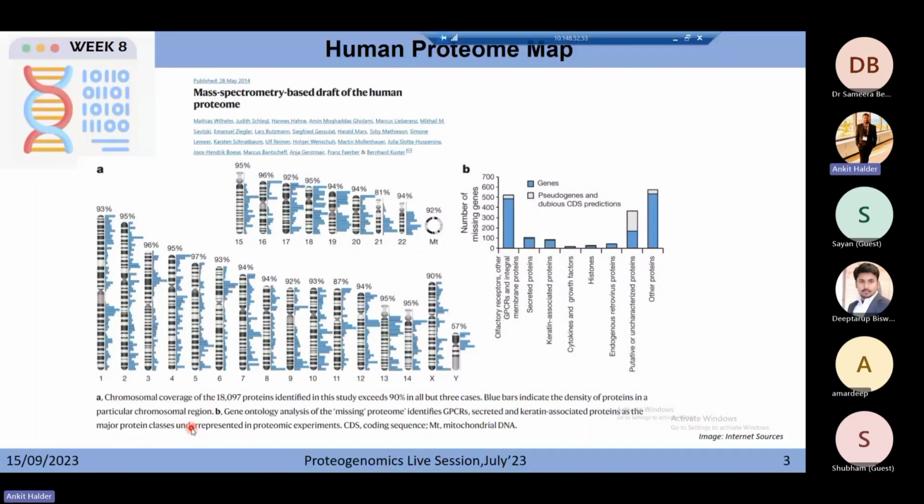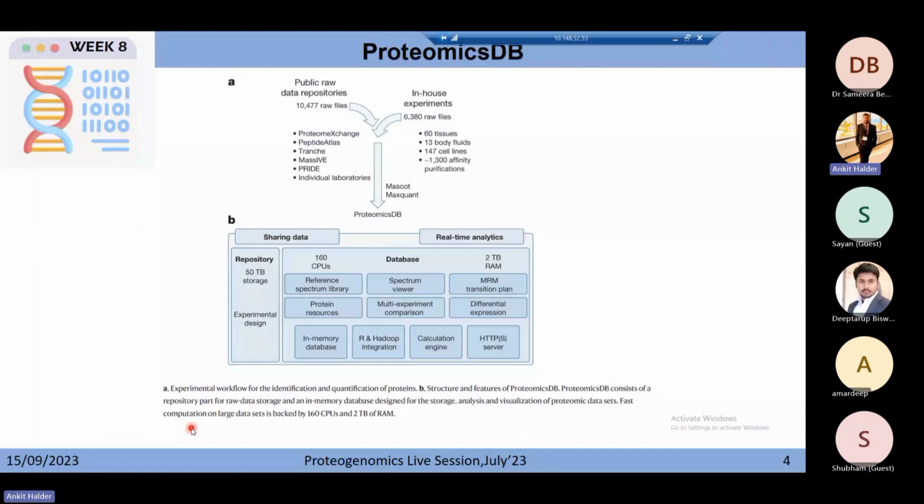So now, as I mentioned, we will mostly be looking today at the popular repositories that are present. Once the data is generated, we had extensively discussed how the data can or should be shared among the scientific community for better understanding, reanalyzing and interpretation of the data.